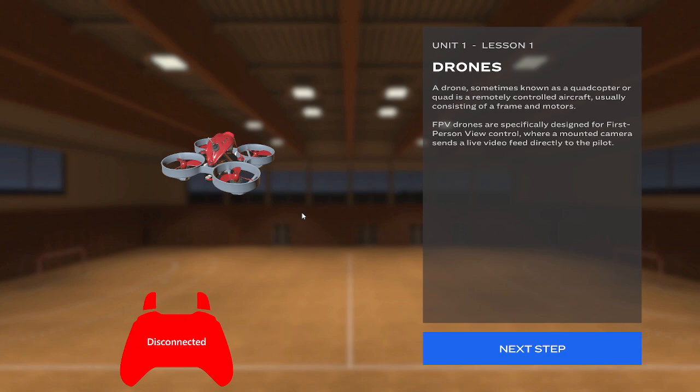Drones. A drone, sometimes known as a quadcopter or quad, is a remotely controlled aircraft, usually consisting of a frame and motors. FPV drones are specifically designed for first-person view control, where a mounted camera sends a live video feed directly to the pilot. Sick.